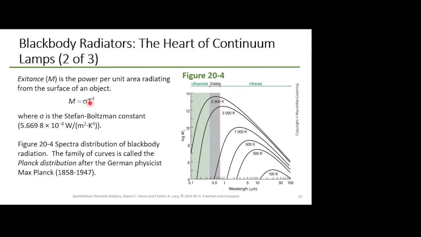Excitance, M, is going to be the power per unit area radiating from the surface of an object. And so this is the power per unit area radiating. This right here, sigma, is the Stefan-Boltzmann constant. You'll notice Boltzmann, the population guy from physical chemistry. Same guy, as you can imagine, because this is actually a population distribution as well. So this right here is what that comes down to and looks like.